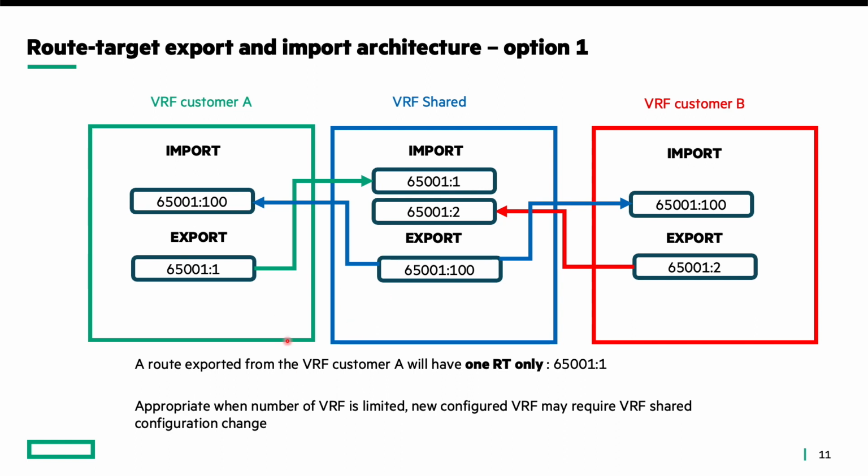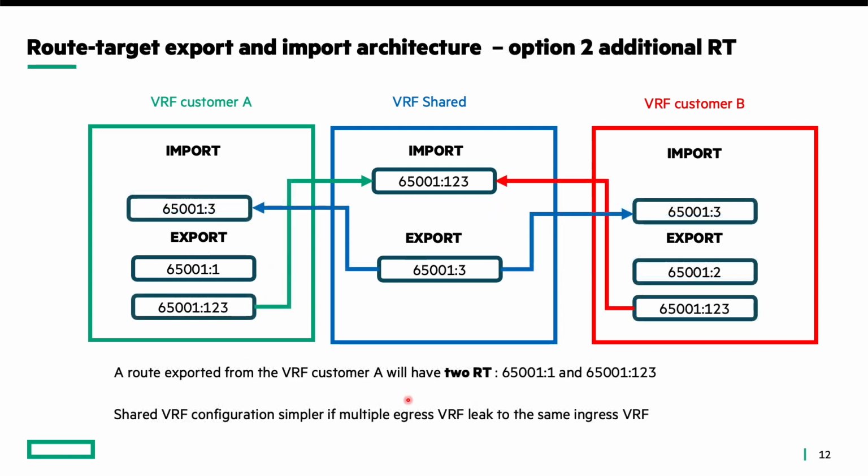So in this context, the prefix exported from customer A has only one route target. Customer B also has only one route target. This is appropriate. This is maybe the easiest configuration when you have a limited number of VRFs, so your VRF shared configuration is not too complex.